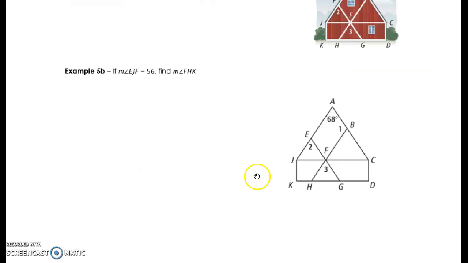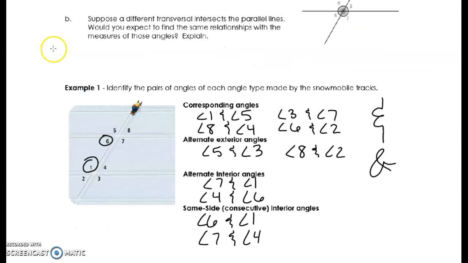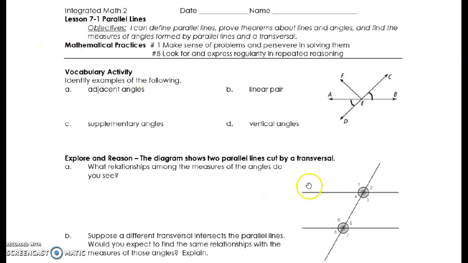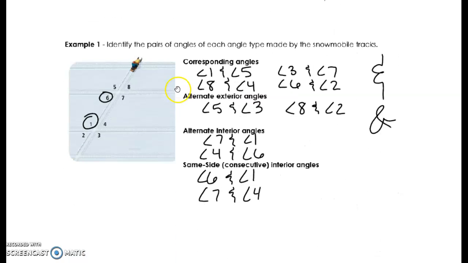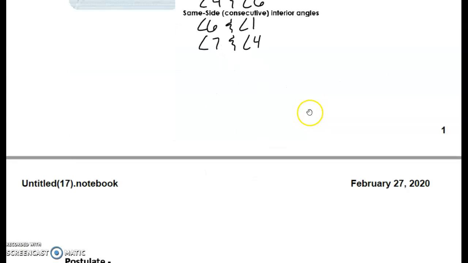So what did we do with this? We'll go back up to the beginning of your notes. We did this in class actually, so I'm just going to skip over that. Look at this one with the snowmobile. We just named different angle pairs. So corresponding angles, there's usually the most of those. So like 1 and 5, for example, and so on. So that was that first thing. That might be a good thing to look over if you're trying to remind yourself of what's what.